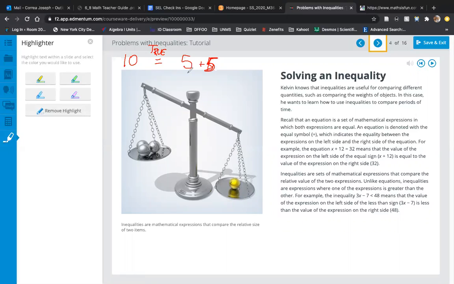But when we talk about an inequality, we're comparing things that aren't the same size, right? One thing is going to be bigger than the other thing, and we say that an inequality is true if it's just pointing in the right direction. So over here, it gives us an example. Let's say we talked about this equation here, the equation x plus 12 equals 32. We know what that's saying.